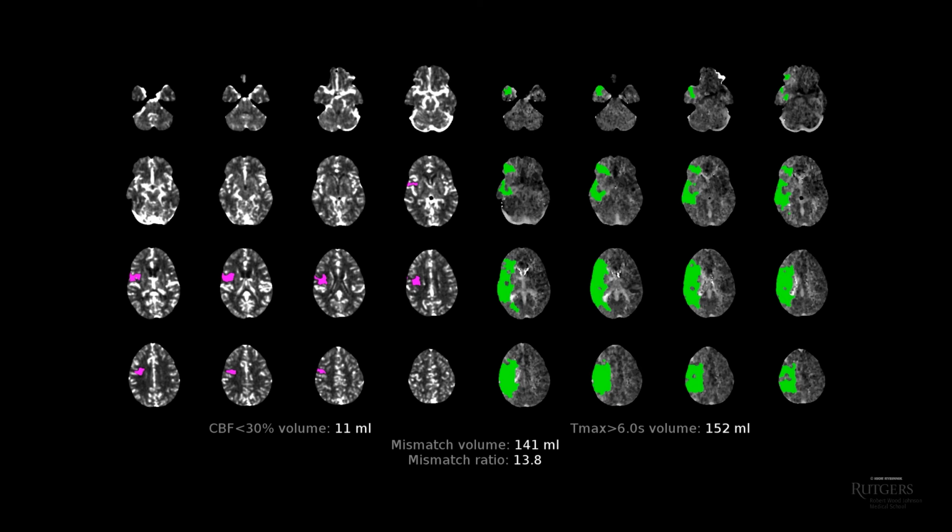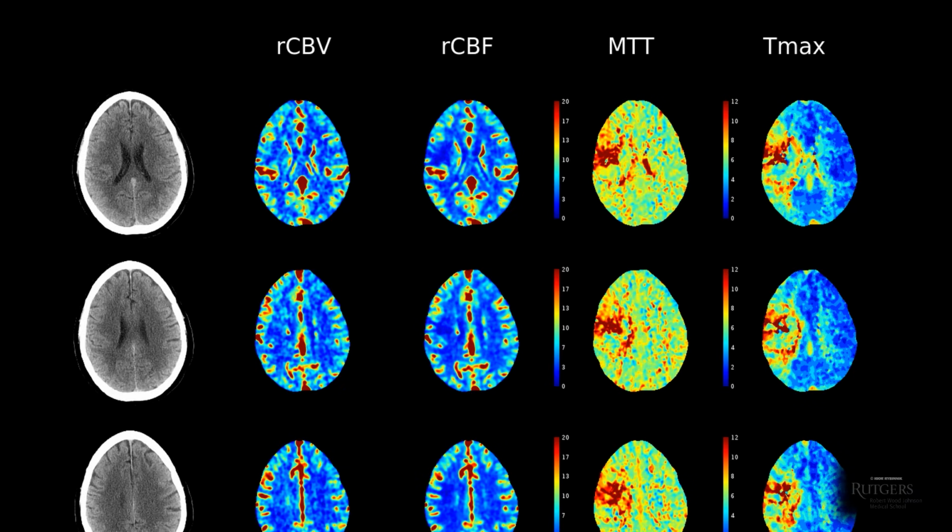Right, there's a small ischemic core in the right hemisphere. Once again, penumbra is large, 152 mLs, and there's significant mismatch of nearly 14 times. But now you know better than to fall for this. You are probably saying, show me the source images.